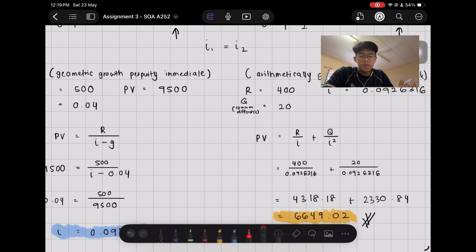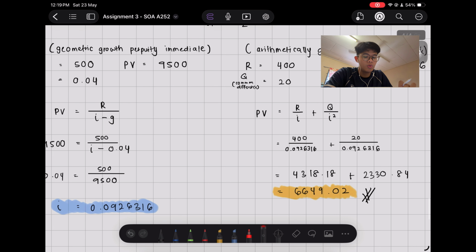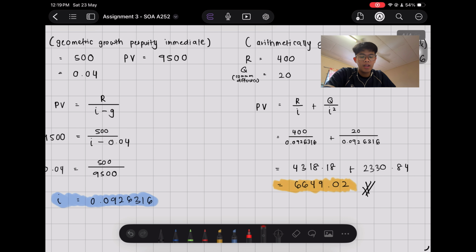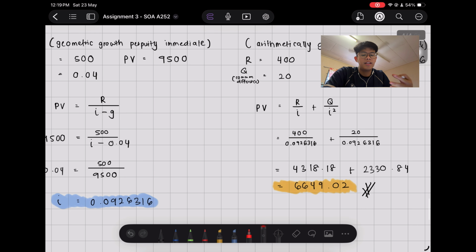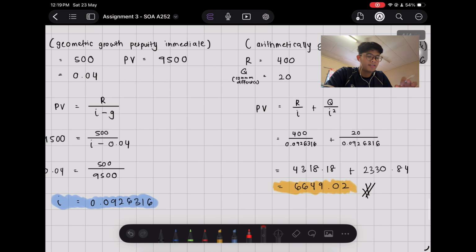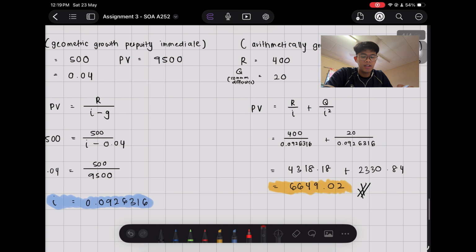For the formula, the present value of an arithmetically growing perpetuity immediate is PV equals R over i plus Q over i squared. This formula essentially splits the value into two parts: the value of a level perpetuity of 400 ringgit and the additional value created by the 20 ringgit annual increase. Now let's plug in the numbers.